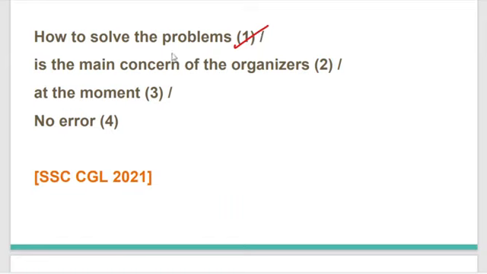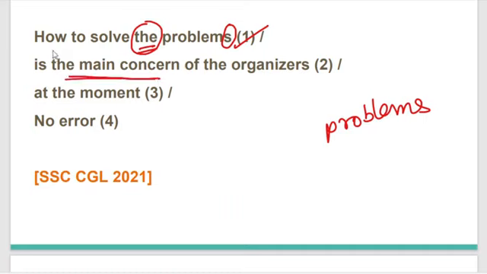See, in this part, we are using the definite article the. That means we are specifying it. How to solve the, then we are writing problems with an S. When we are writing problems, that means it is plural. When it is plural, that means a lot of problems have occurred. So if a lot of problems have occurred, then all the organizers will get concerned, of course. But here it is written, the main concern, another specified definite article the. So when we are writing the main concern, we are using the definite article the twice. The problems, the main concern. That means it is not plural, it is not innumerable problems, it is only one problem.